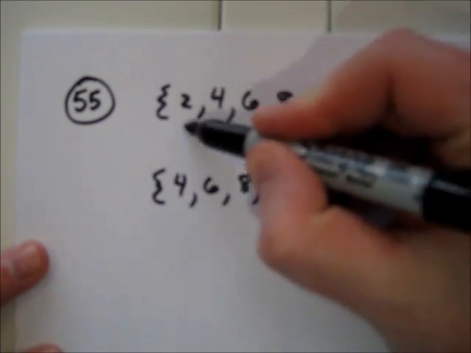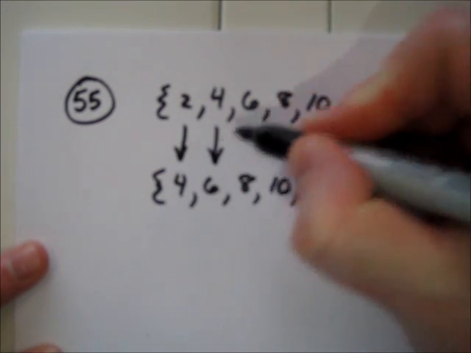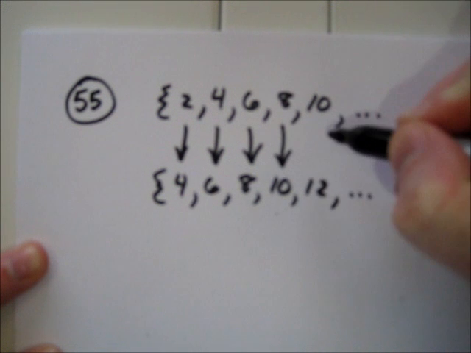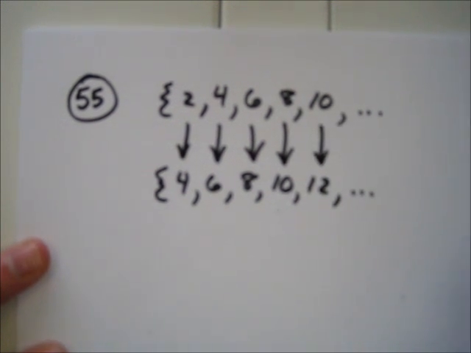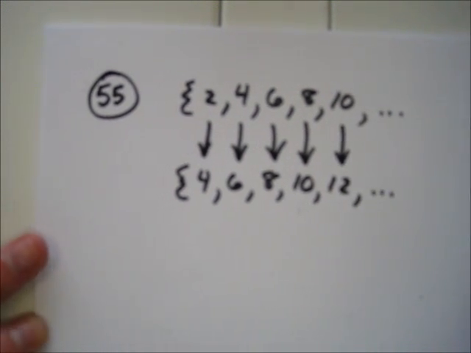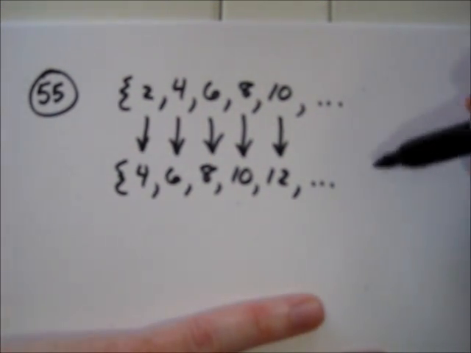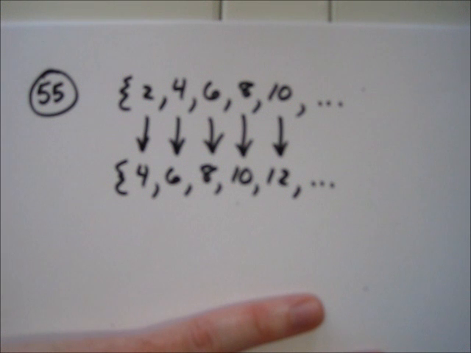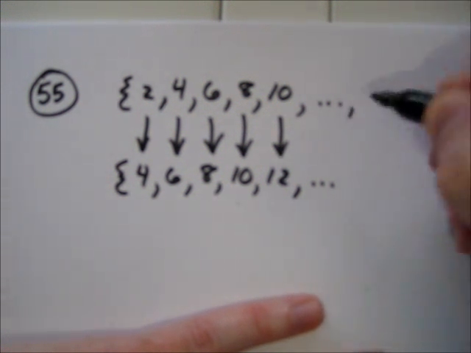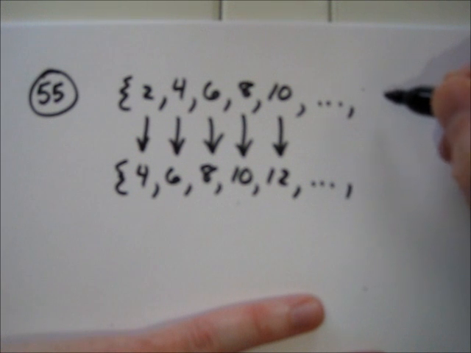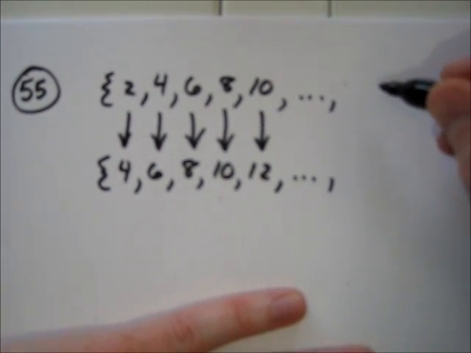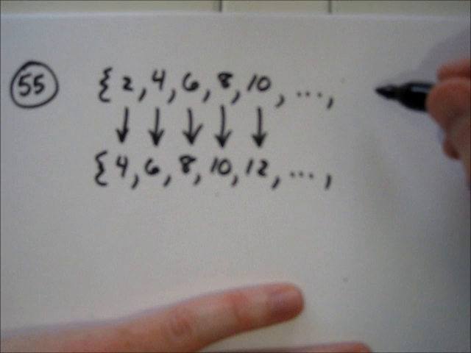And so our correspondence will be that 2 maps to 4, 4 to 6, 6 to 8, 8 to 10, 10 to 12. And then the part of it here that I've not yet addressed is what are the general terms. And this is the trickiest part of these sets. It's determining what expression in terms of n needs to go here to represent the general term.